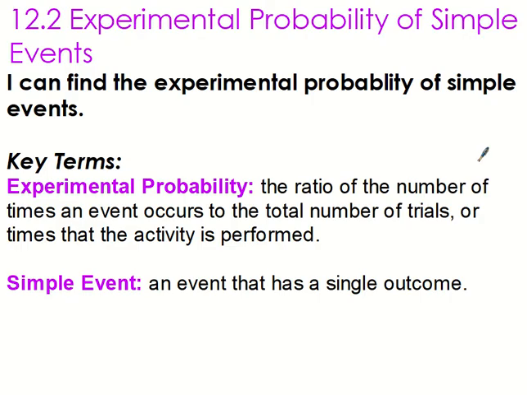Rolling a dice, I can only get one number. Pulling a card, we only pull one card at a time, so that's why it's a simple event. So one outcome for every time I do it. Remember last time I talked about pulling socks out of a drawer? I only pull out one pair of socks. So a single thing can happen.